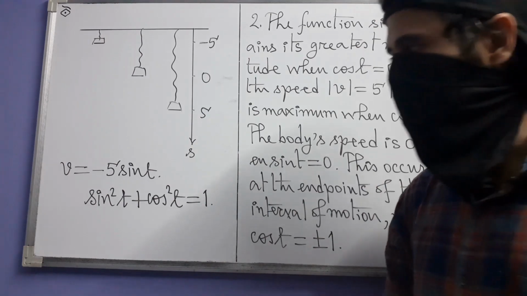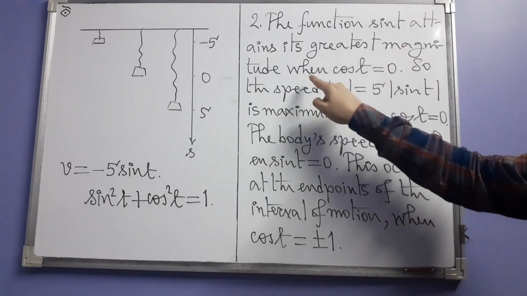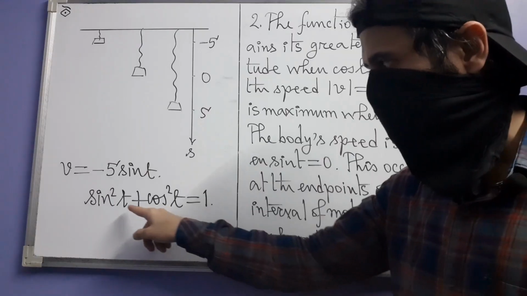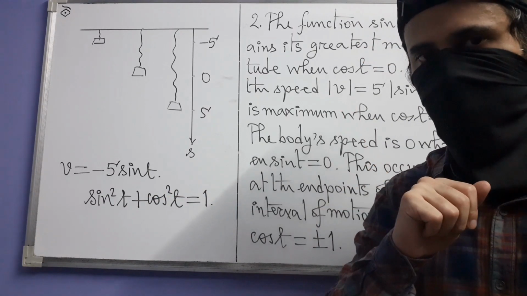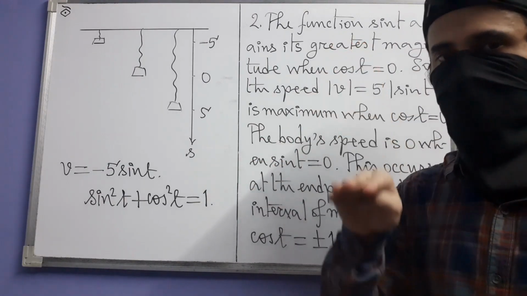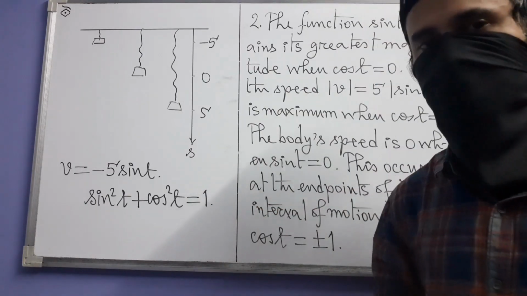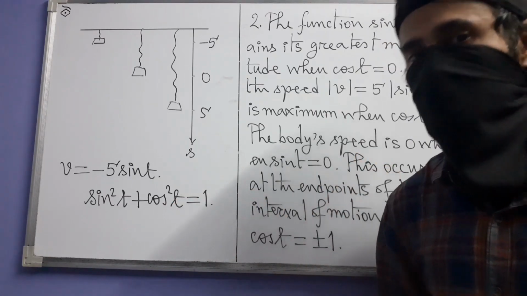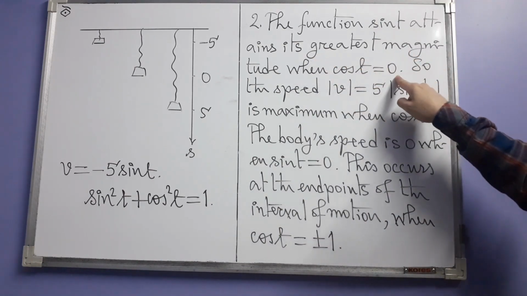So to maintain this balance, the function sin t attains its greatest magnitude when cos t is equal to 0, and when cos t is 0, sin square t is 1. So sin t is either plus 1 or minus 1. We already know that sin t attains the maximum value plus 1 and minimum value minus 1. But when looked at from this point of view, we see that simultaneously that is the case when cos t is 0.